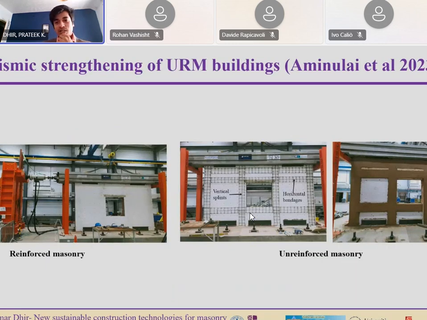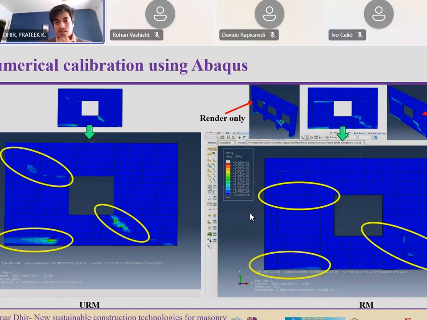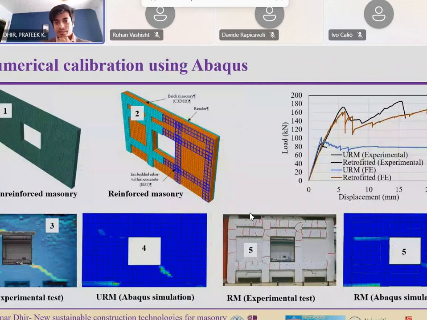This is the case study we're trying to identify. This is a case they have tested in the UK. They have added some rebars, and they're adding 60 millimeters of render on top of that. So what I'm trying to do, I'll just go back to the previous slide.